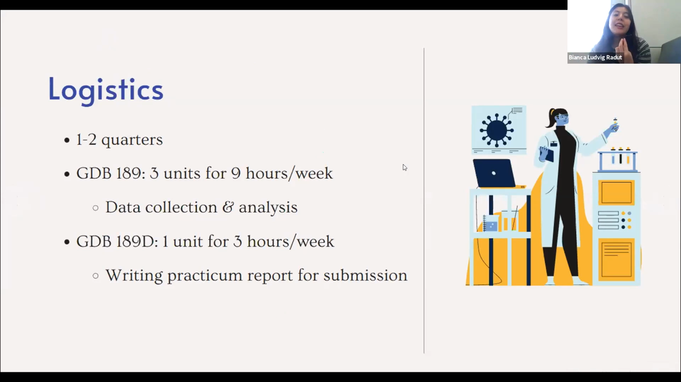And then at the end of their project, once they have collected all the data and done all the analysis, there's the one GDB 189D course, which is 1 unit, giving students 3 hours per week to write up their report, get it all ready for submission, and then eventually submit it for approval from our master advisor, Dr. Laveau, who you'll get to meet during the panel. So those are a little bit of logistics for the project.